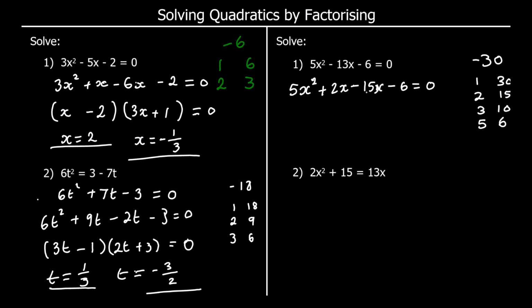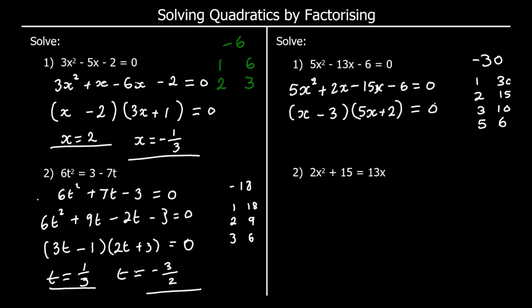What can I take out of the first two terms? That's just x. And then x times something is 5x squared. That must be 5x. X times something is 2x. That must be 2. Something times 5x is negative 15x. That's negative 3. And negative 3 times positive 2 is negative 6.